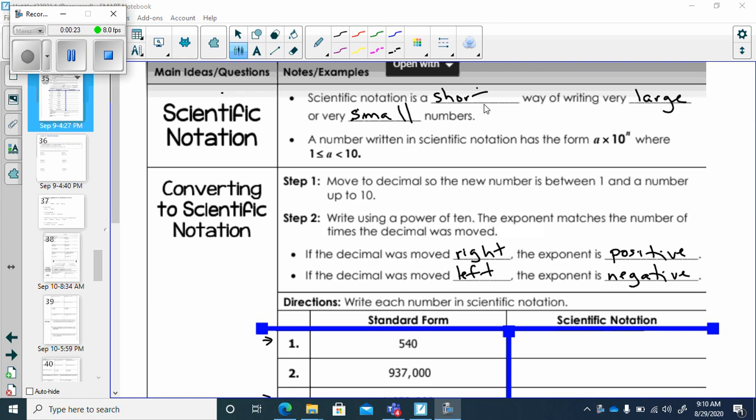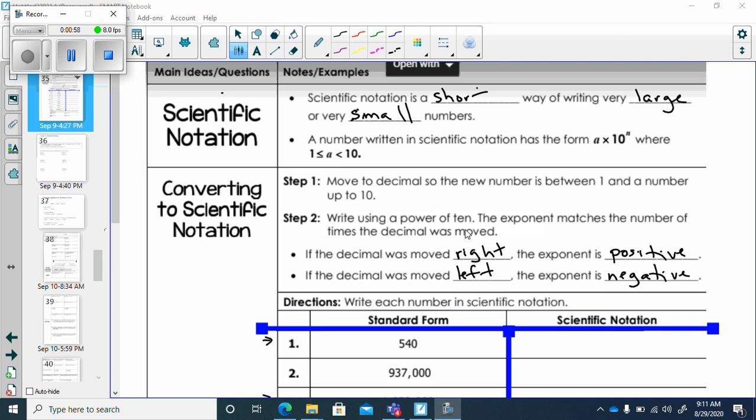Now, scientific notation is a short way of writing very large or very small numbers. A number written in scientific notation has the form a times 10 to the nth power, where the a is between 1 and 10. Step 1, when you're converting to scientific notation, move the decimal so the new number is between 1 and 10, okay? It can't be 10. It can be 9, but it can't be 10. It's got to be less than 10. It's got to be greater than or equal to 1 and less than 10.